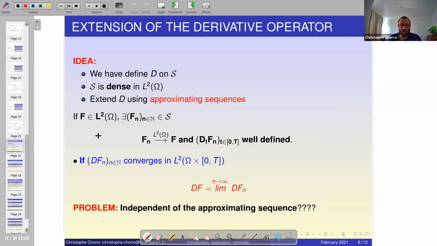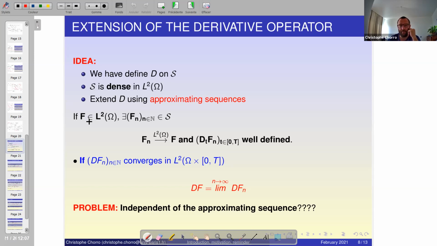So I am in the situation where I have defined D, the derivative operator in the Malliavin sense, on the elementary random variables. But I said at the beginning of the session that the elementary random variables are dense in L2 of omega, okay? And the idea we want to use is to extend D using approximating sequences.